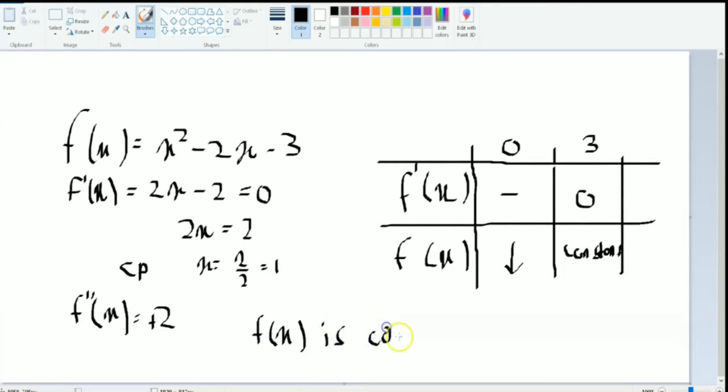This is how you write the answer for concavity. Concave up at negative infinity to infinity.